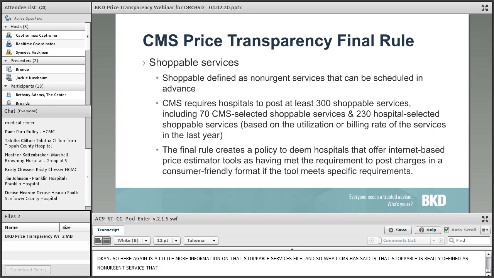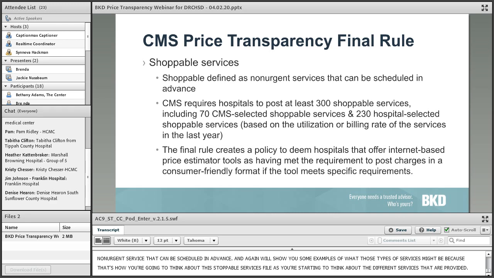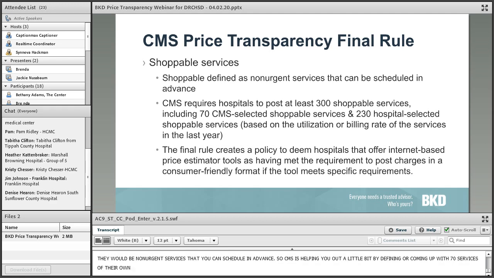Okay, so here again is a little more information on that Shoppable Services file. What CMS has said is that shoppable is really defined as a non-urgent service that can be scheduled in advance. And again, we'll show you some examples of what those types of services might be. But that's how you're going to think about this Shoppable Services file as you're starting to think about the different services that are provided. That would be non-urgent services that you can schedule in advance.